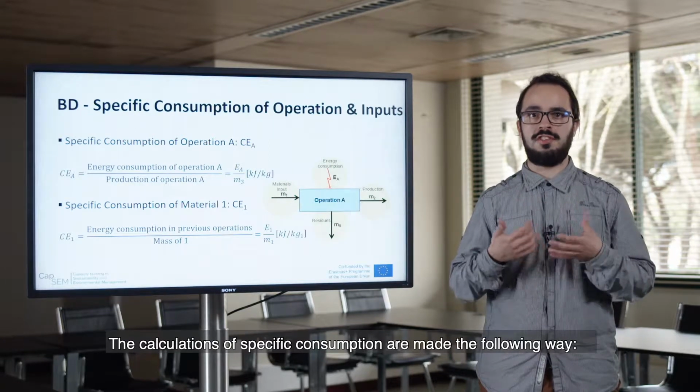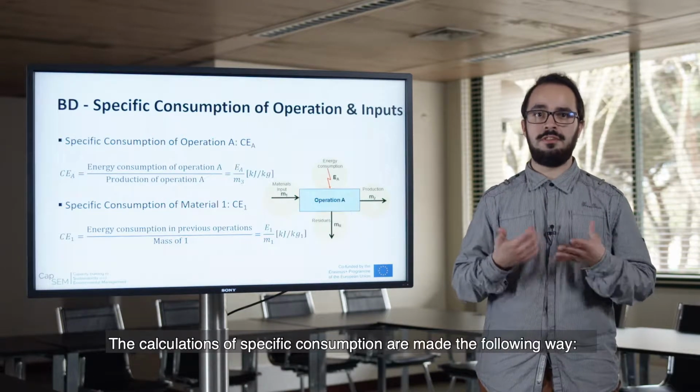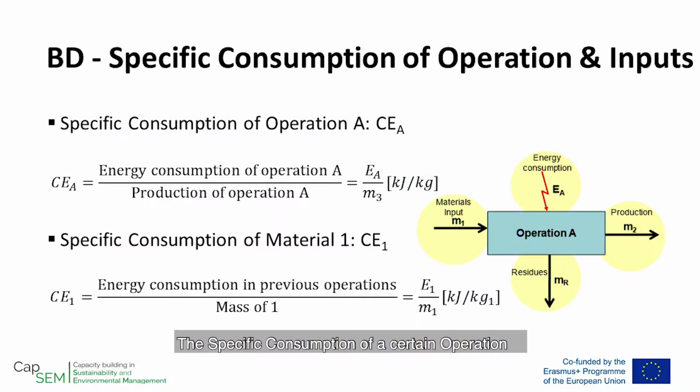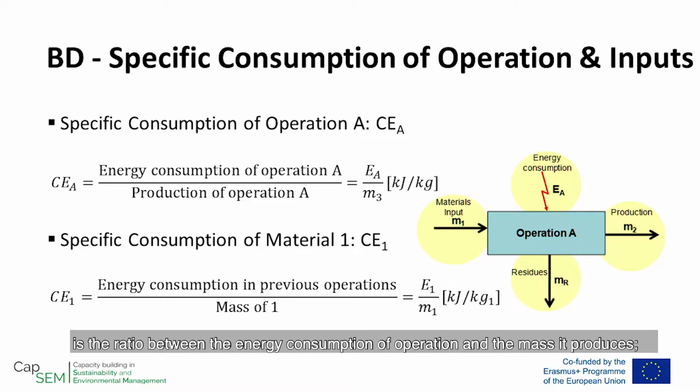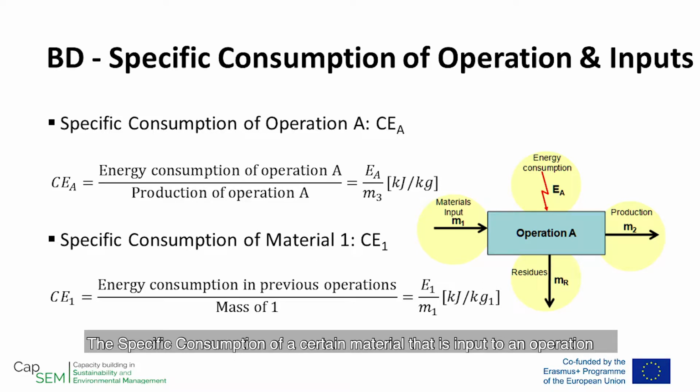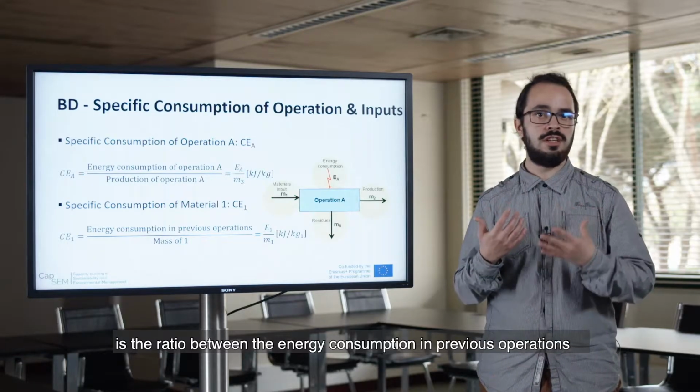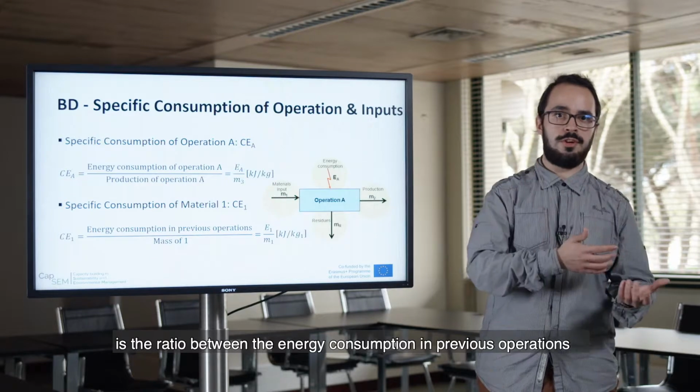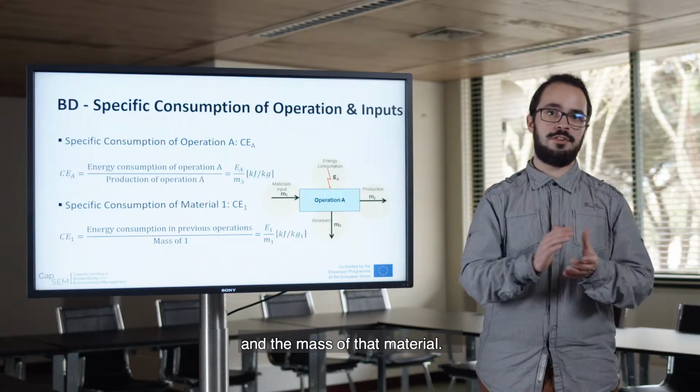The calculation of the specific consumption is made in the following way. The specific consumption of a certain operation is the ratio between the energy consumption of the operation and the mass it produces, whereas the specific consumption of a certain material that is input to an operation is the ratio between the energy consumption in previous operations and the mass of that material.